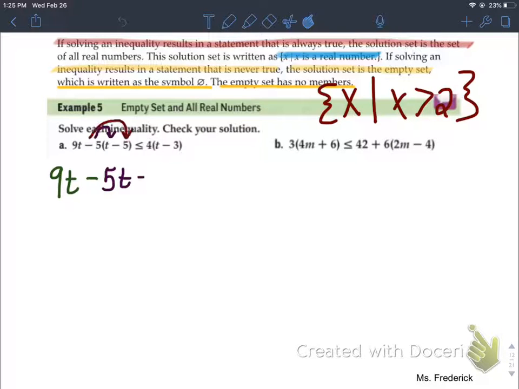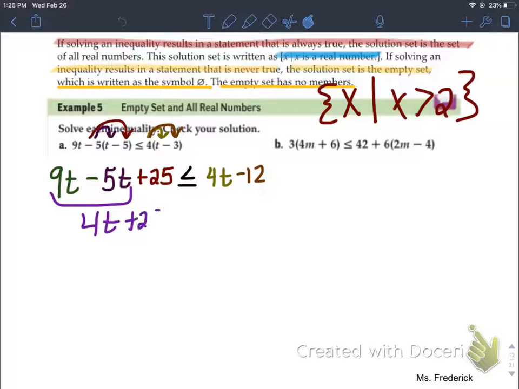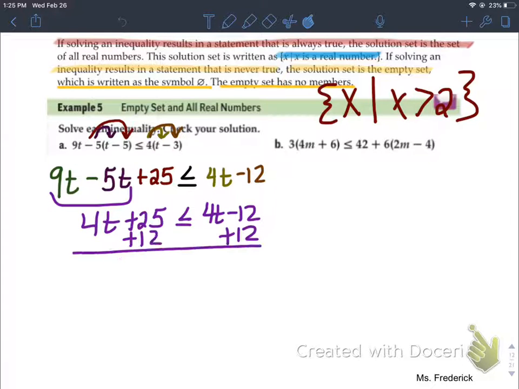So I distribute the 5 to the t and the negative 5 to the negative 5 as well, resulting in 9 minus 5t plus 25 is less than or equal to, and distribute the 4, giving you 4t minus 12. Now I can combine like terms on either side of the inequality before moving things to either side. So if I combine like terms here, I have 4t plus 25 is going to be less than or equal to 4t minus 12. So then plus 12 to both sides to simplify the problem.